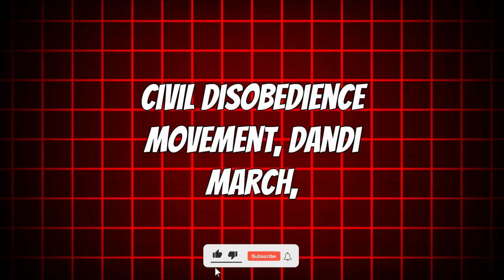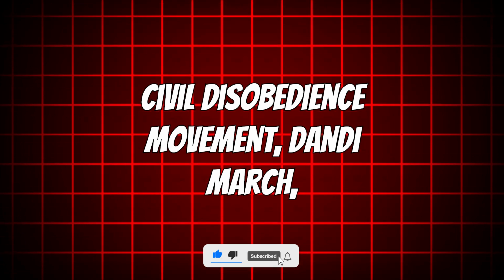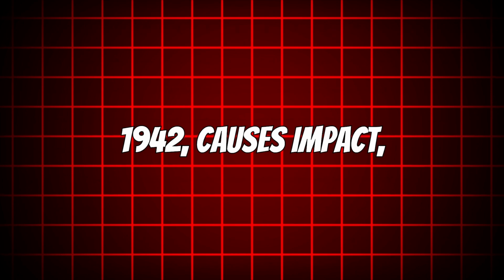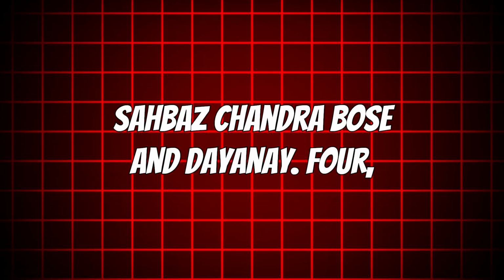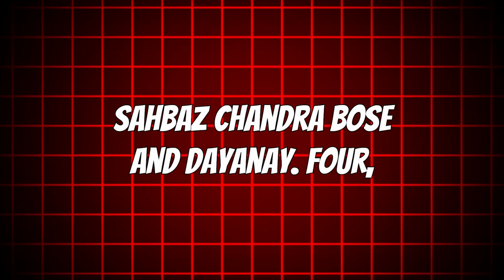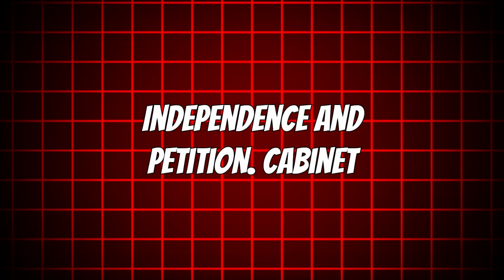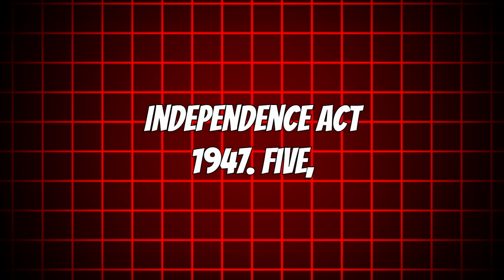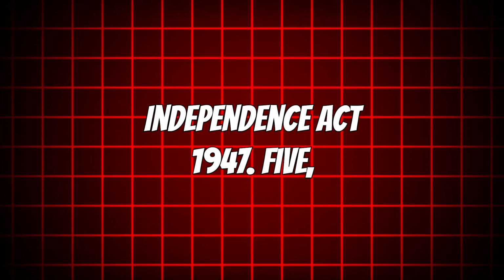Suspension. Civil disobedience movement, Dandi March, Gandhi-Irwin Pact. Quit India movement, 1942: causes, impact. Subhash Chandra Bose and INA. 4. Independence and partition. Cabinet Mission Plan, Mountbatten Plan. Indian Independence Act, 1947.